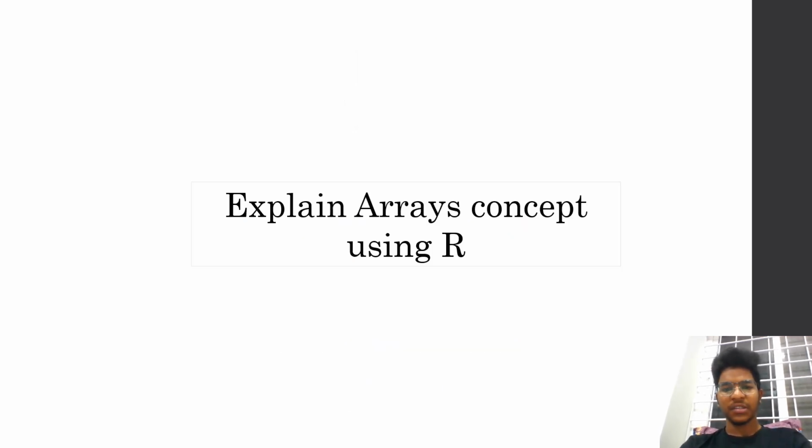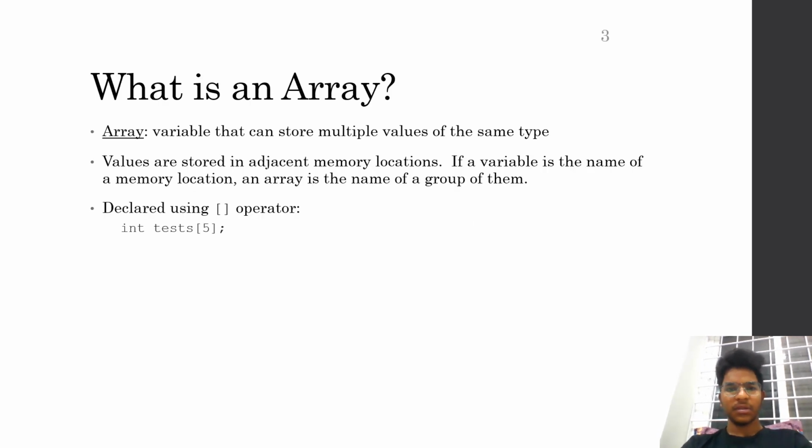Today our topic is to explain the arrays concept using R language. What is an array? An array is a variable that can store multiple values of the same type. Values are stored in adjacent memory locations. If a variable is a name of a memory location, an array is a name of a group of them, declared using the bracket operator. int tests[5] is an example of an array.